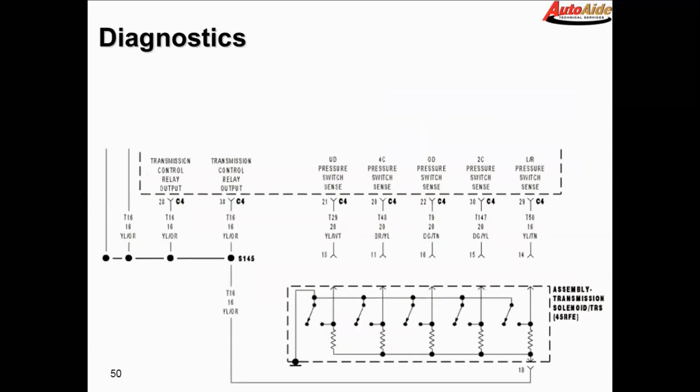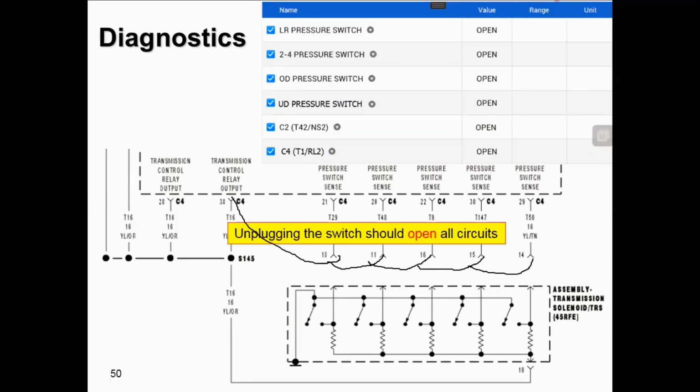So how are we going to test it? Well, what we did was basically we took a jumper wire and ran the jumper wire from here to each one of these wires individually. And when we touch each one with 12 volts, we should get the open circuit because they've got 12 volts on them now.